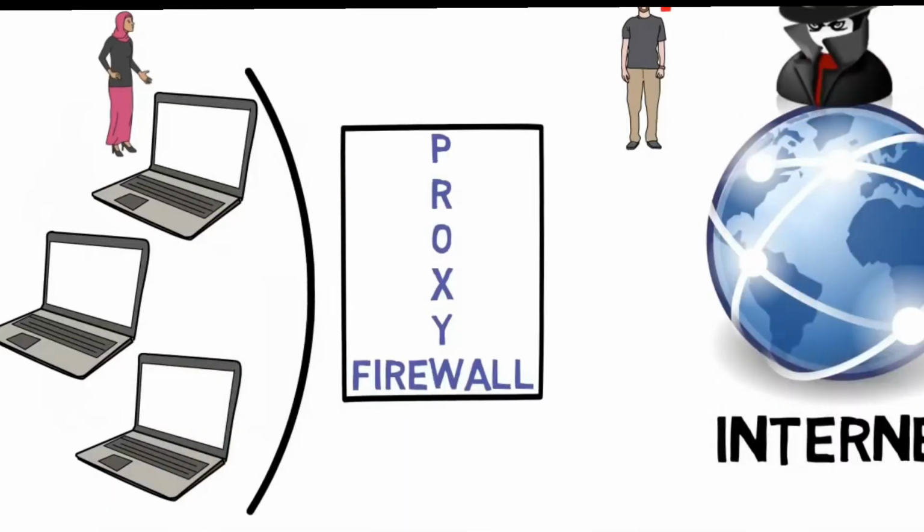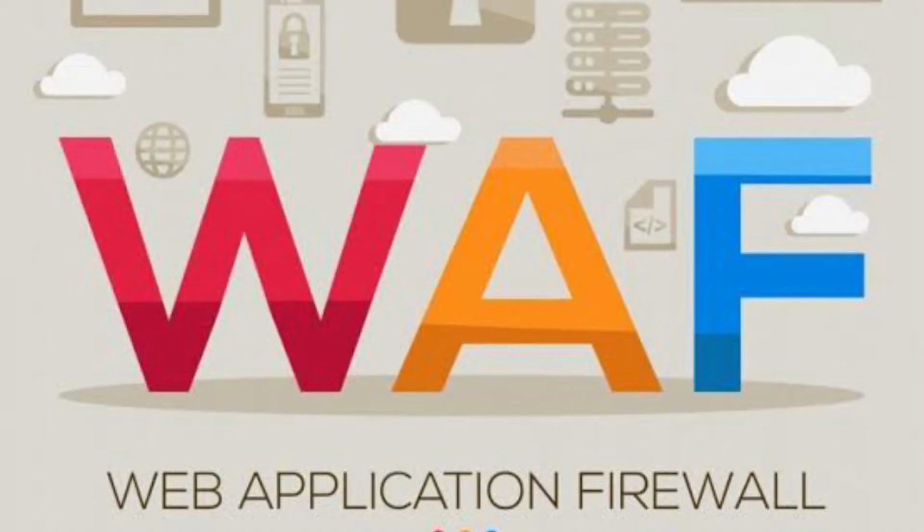The web application firewall also does the same. This web application firewall acts as a watchman. It monitors the incoming request and outgoing request. If any malicious thing happens, it blocks. Let us see.